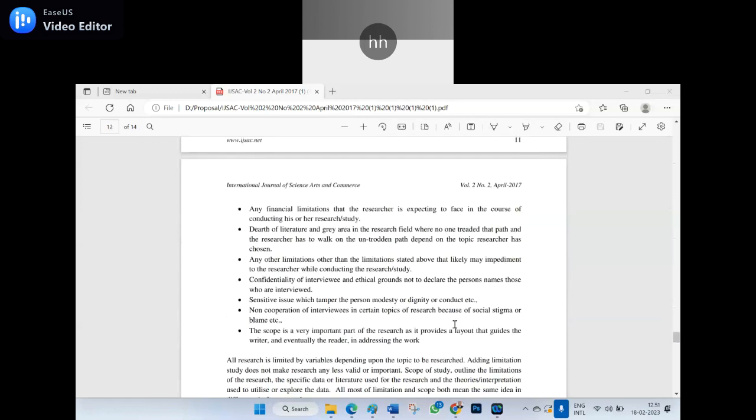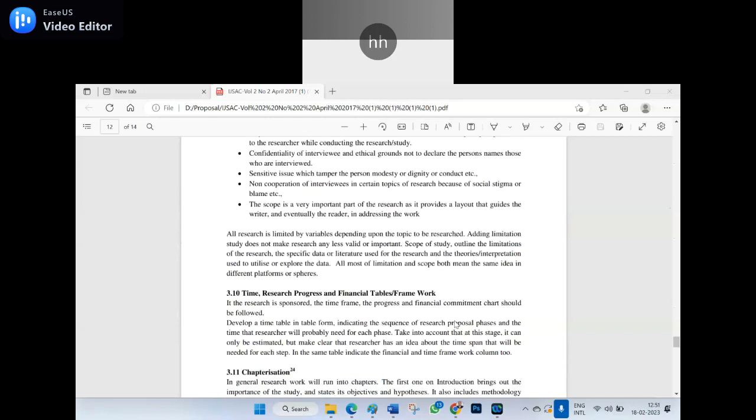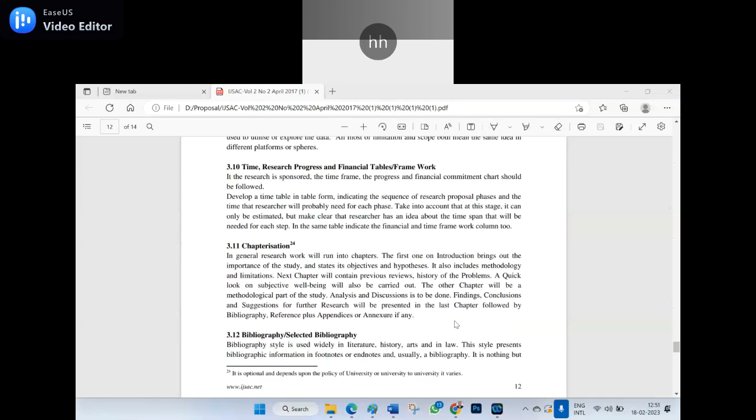So the limitation of the study: what are the difficulties that you are going to find, what are the confidentiality issues, such as an interviewer being unable to declare the names of the persons before those who are interviewed. The areas of limitation of the study will be more when you finish your work than the difficulties you faced, and that should be inserted in the limitation of the study.